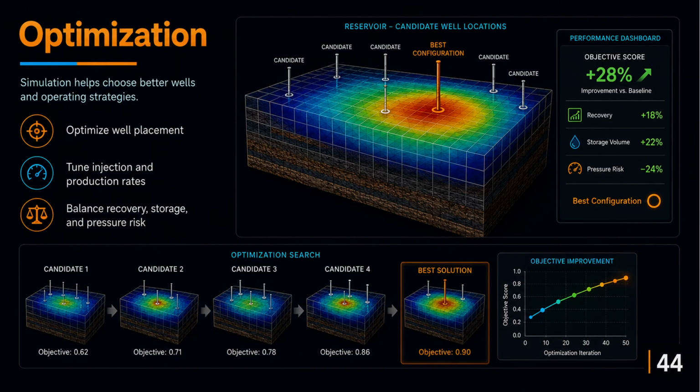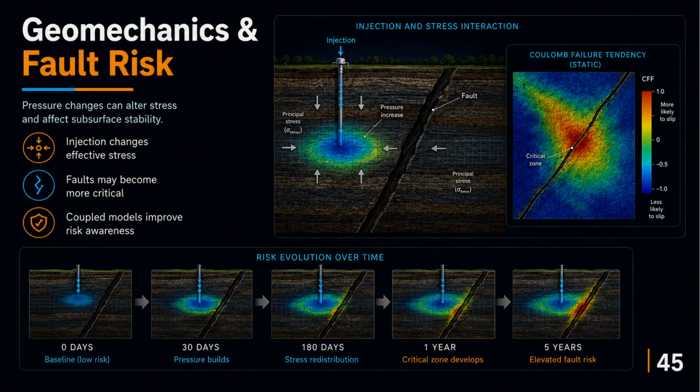Now that we understand optimization, let us move to geomechanics and fault risk. This slide brings flow simulation together with geomechanics. When pressure changes in the reservoir, stress conditions can change as well. An increase in pore pressure can reduce effective stress, potentially moving faults closer to failure. Production can reduce pore pressure and may cause compaction or subsidence. Thermal changes in geothermal reservoirs can also modify stress.